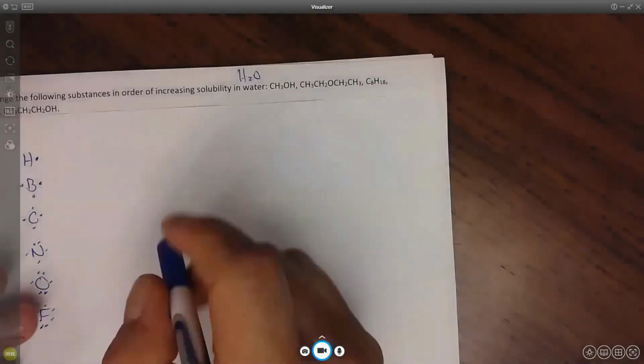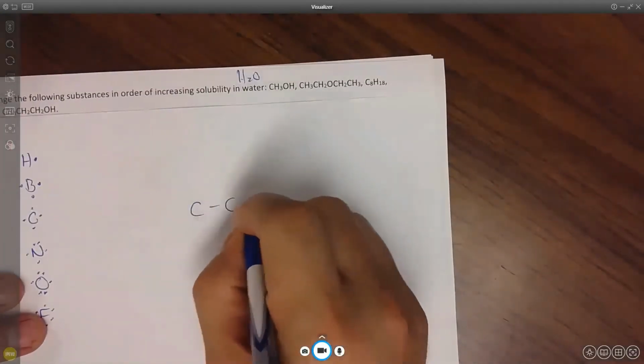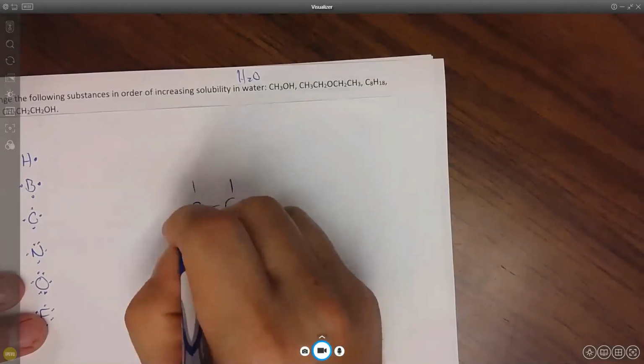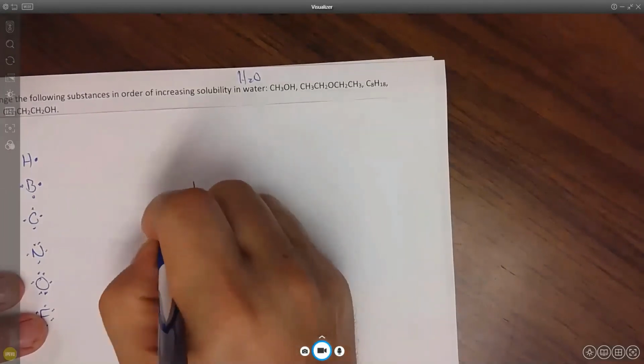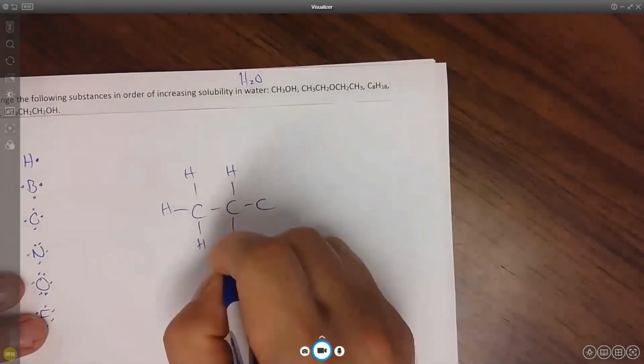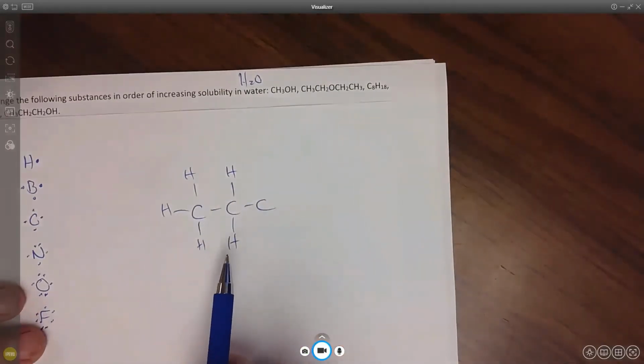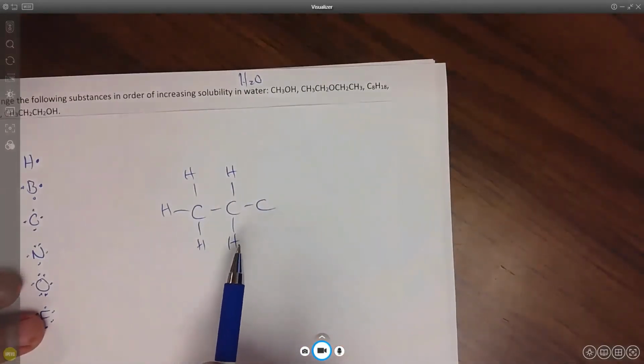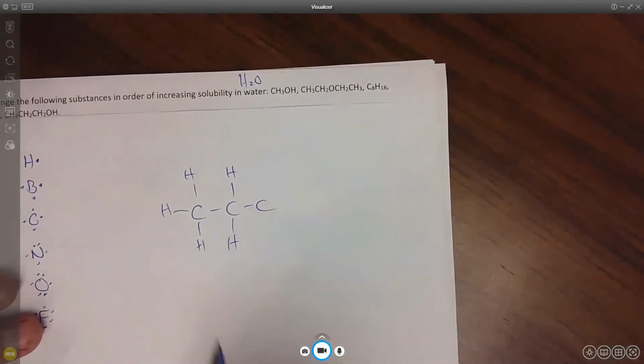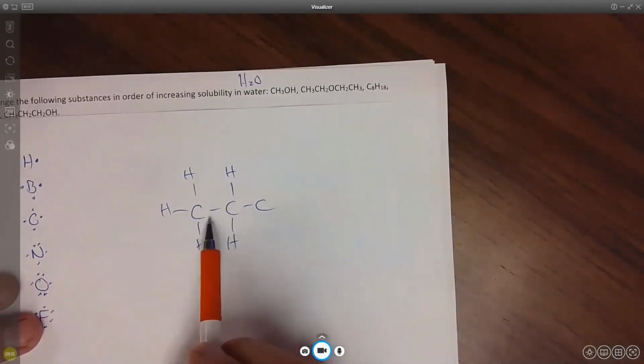Well, wait a minute. We have this, right? So basically, we're going to have a whole chain of this, and there's going to be hydrogens all over the place. So wouldn't it be symmetrical? Not going to be symmetrical. Oh, it's not. Okay, then it's polar. Okay. Well, no. Well, that's what we need. Is there a dipole moment between these two carbons?